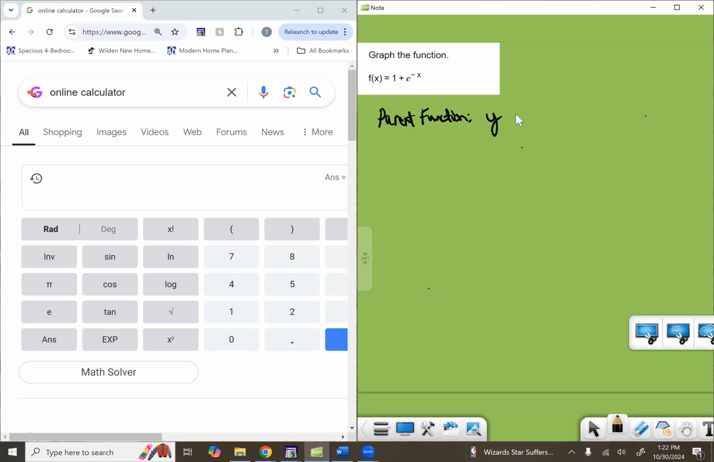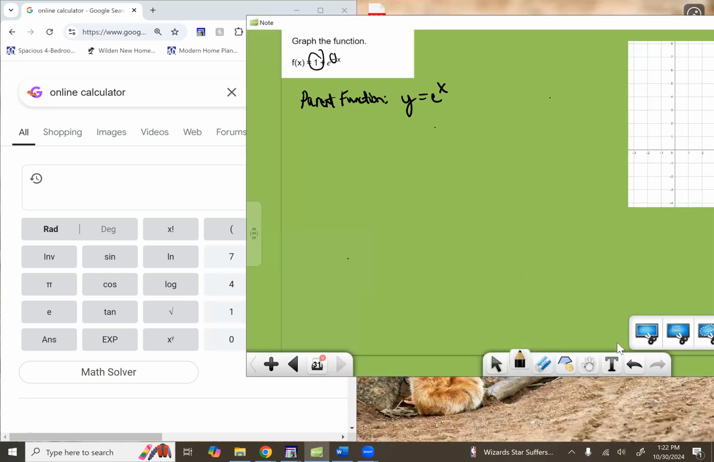Our parent function in this case is just e to the x. That is the basic function where all the transformations have been taken away. This plus 1 has been taken away, and this negative has been taken away. So we're going to go ahead and t-chart that. Maybe we'll use -2, -1, 0, 1, 2. This will probably be enough to give us a good idea.